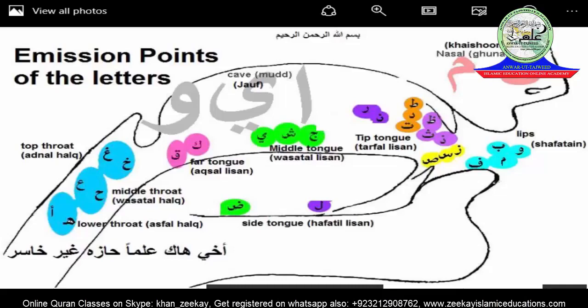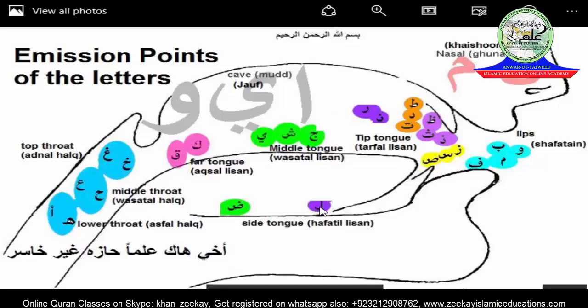which we will discuss is lam. Lam is pronounced by the edge of the tongue when it touches the gums of the teeth, which extend from the premolars on one side to the premolars on the other side. So this is the origin of letter lam. It means that we will touch this part of the tongue with the upper palate.